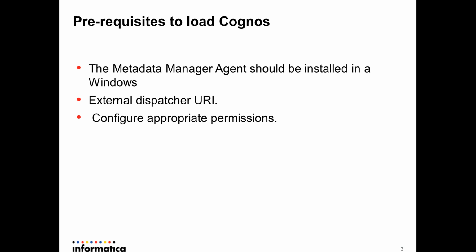Apart from installing the metadata manager agent, you will require the external dispatcher URI, and then you would need to configure appropriate connections and appropriate permissions. Once these things are in place, you just have to configure the Cognos resource information, test the connection, and start loading.